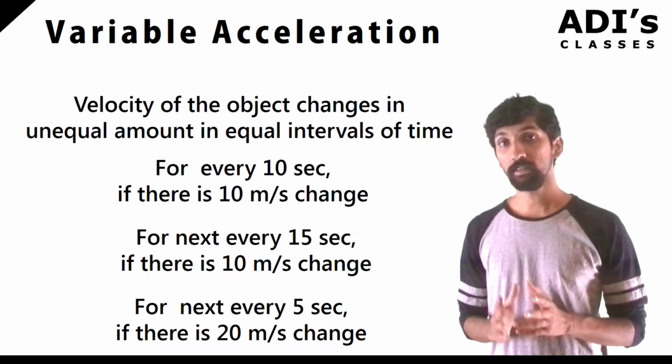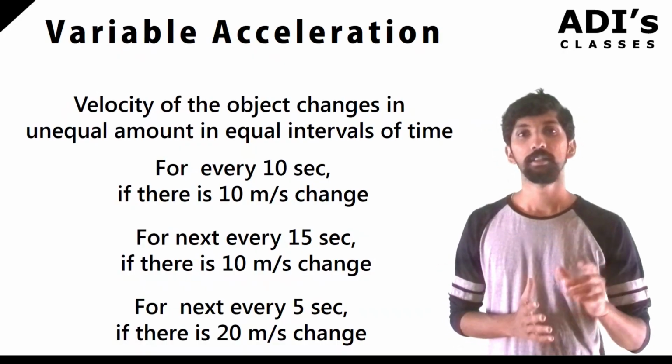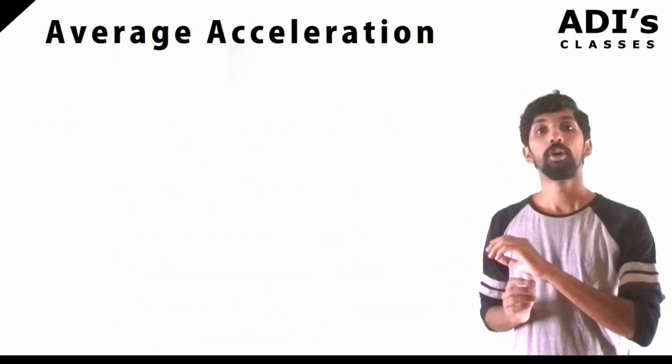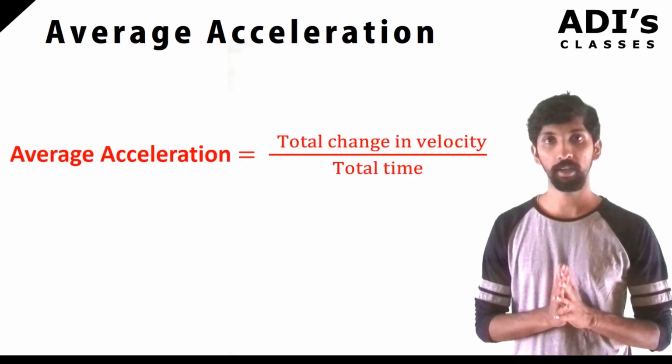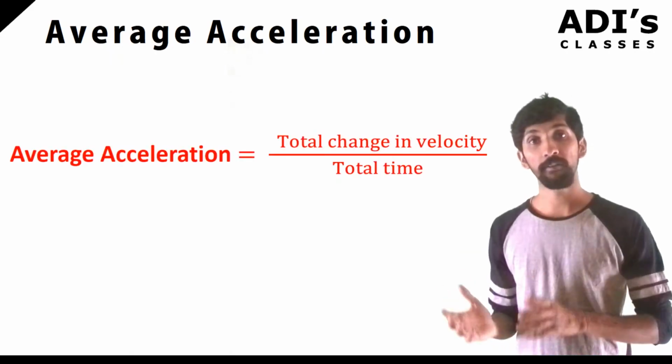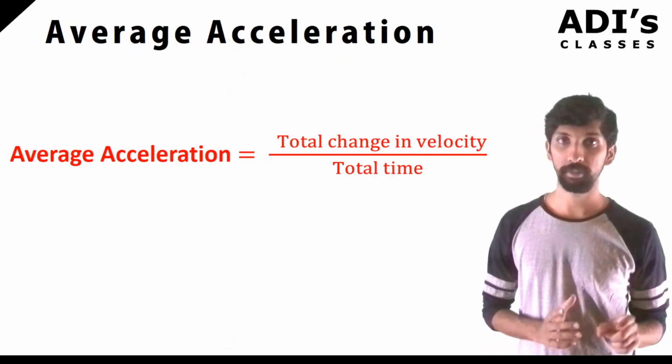Then comes average acceleration. Average acceleration is the total change in velocity divided by the total time. So this gives us the average acceleration of the body.